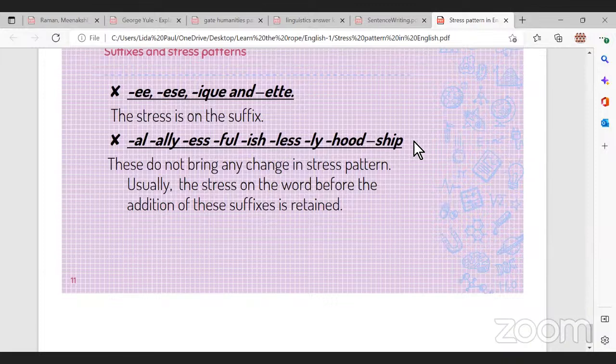Anyway, the point was to tell you to make a note of these kinds of suffixes. When they appear in a word, they don't bring about any change to the stress pattern. Whatever is the original stress of the root word is retained. No shift happens. So these are the five or six rules that you should keep in mind.